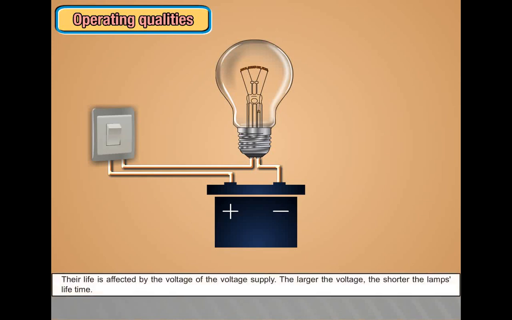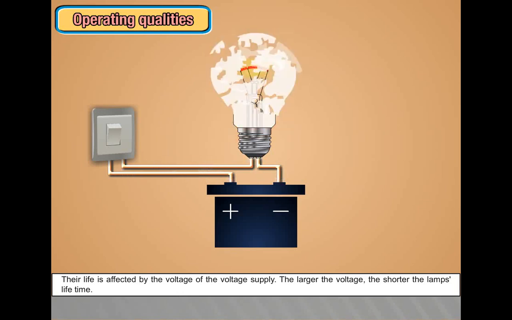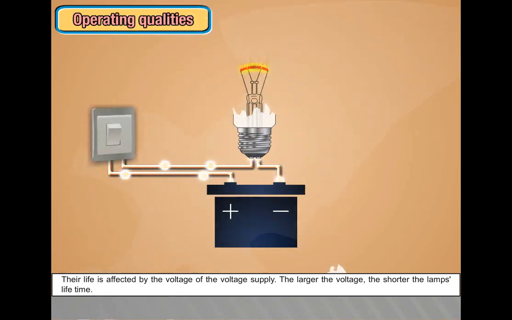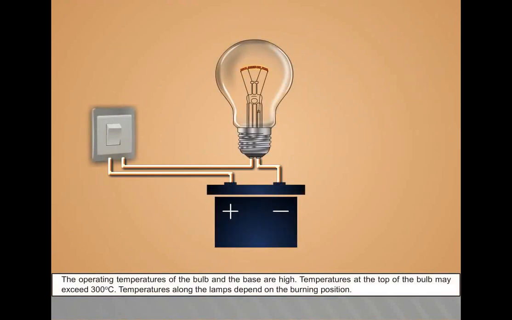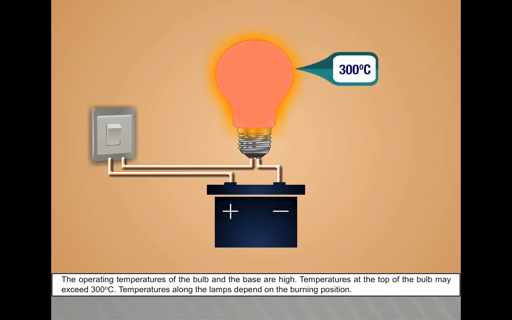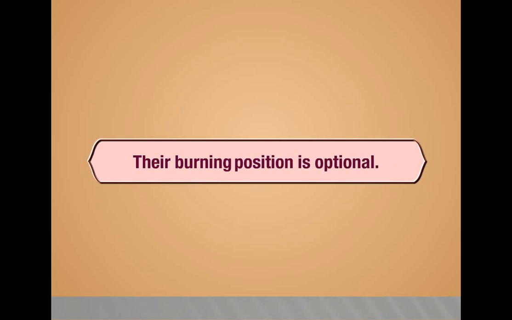Their life is affected by the voltage of the supply. The larger the voltage, the shorter the lamp's lifetime. The operating temperatures of the bulb and the base are high. Temperatures at the top of the bulb may exceed 300 degrees Celsius. Temperatures along the lamps depend on the burning position. Their burning position is optional.